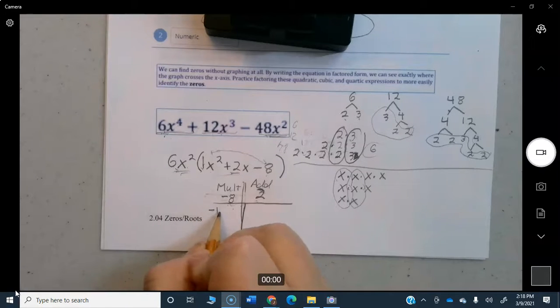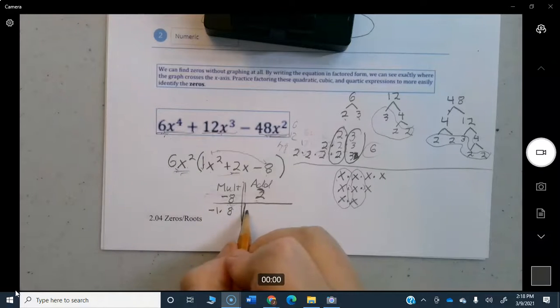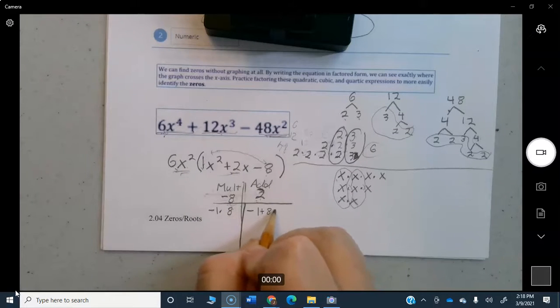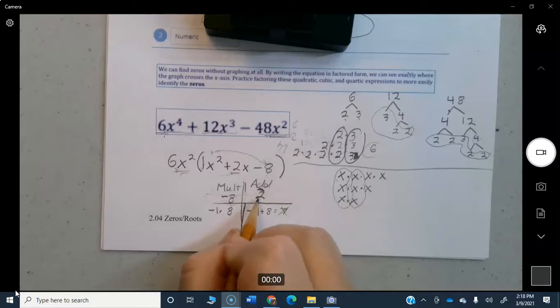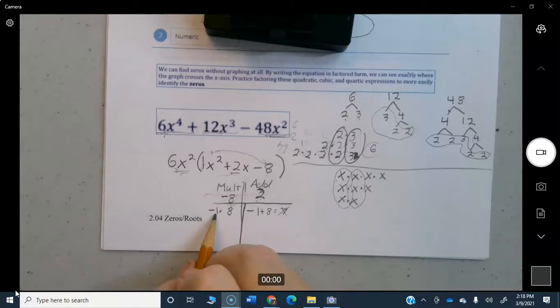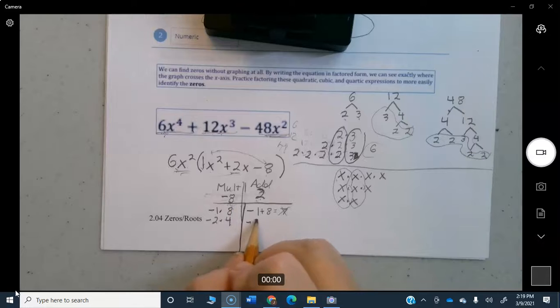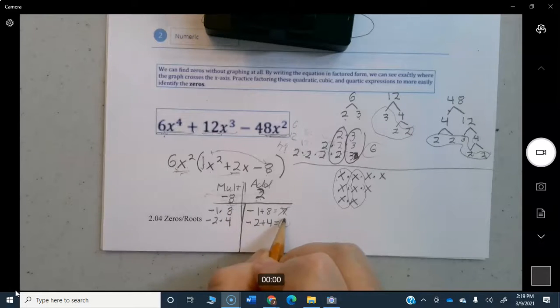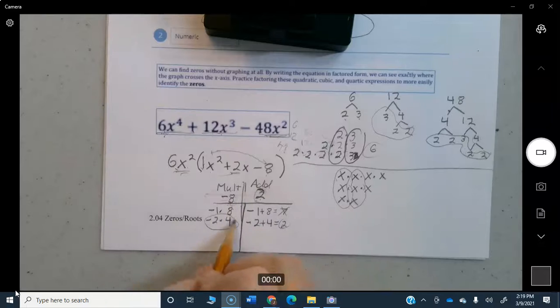That's -1 times 8 equals -8. Now I'm going to add them. They have to add to 2. -1 plus 8 equals 7. So that doesn't work. It doesn't add to 2. Let's go to the next biggest negative number, and that's -2 times 4, +4. That multiplies to -8, and -2 plus 4 equals +2. That's what we were looking for. So these are the two numbers, -2 and 4.